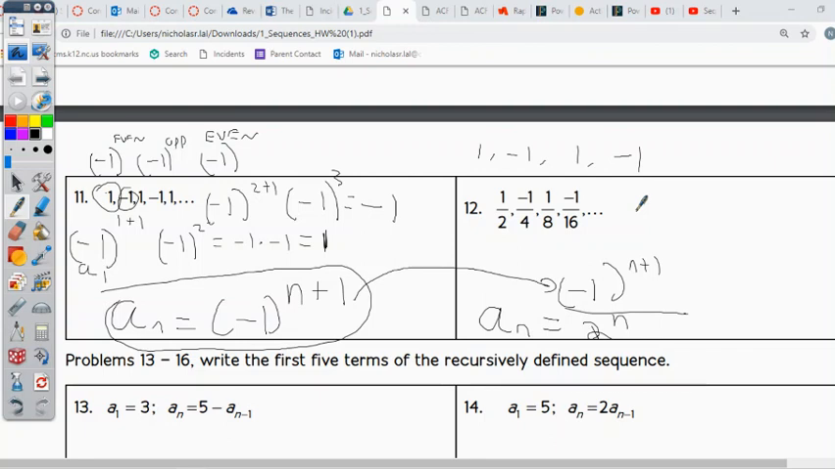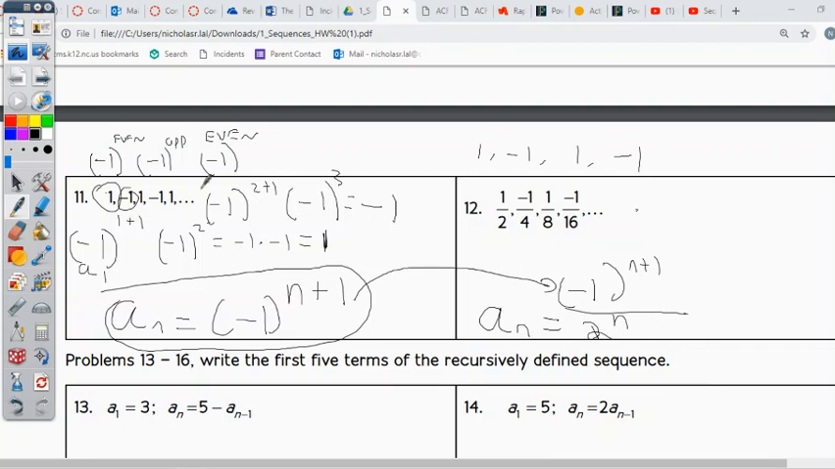Because let's just do up to 5. Negative 1 to the first power, negative 1. Negative 1 to the second power, positive 1. Negative 1 times negative 1 is positive 1. Negative 1 to the third power, negative 1 times negative 1 is positive 1 times negative 1 is negative 1. Negative 1 to the fourth power, negative 1 times another negative 1, positive 1. Fifth power, positive 1 times negative 1. So it just keeps on going, switching between negative and positive when you're multiplying negatives.